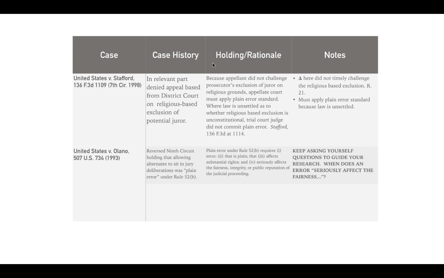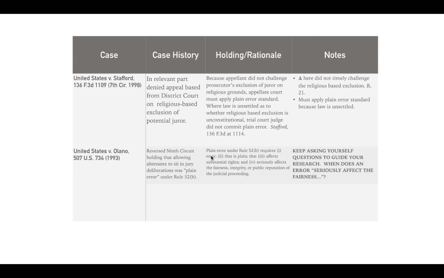And in her summary, she notes that because religious-based exclusion is an unsettled area of law, a plain error standard should apply. And her notes then reflect that because the defendant did not timely object to the religious-based exclusion, this would seem to support applying the plain error standard. But she should also consider, well, what is the plain error standard? So she finds a Supreme Court case, United States v. Olano. Again, she makes sure she has the citation.